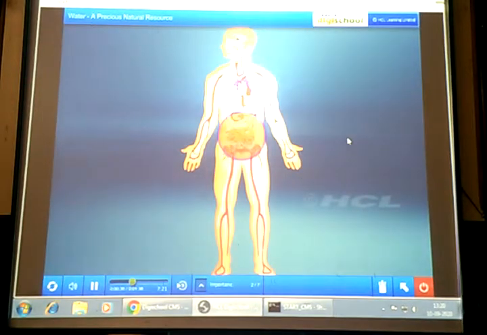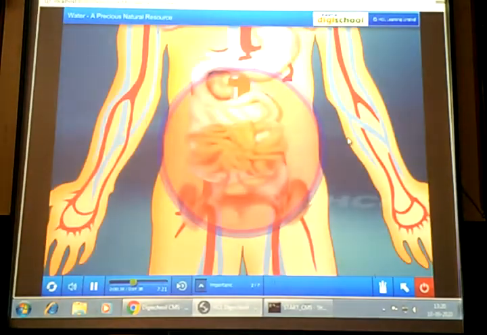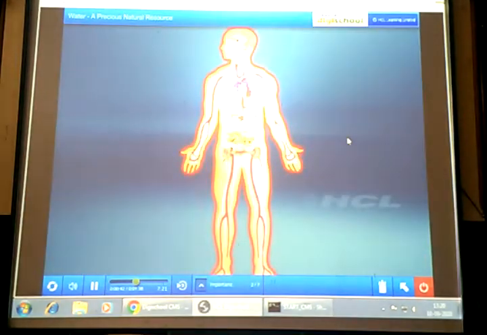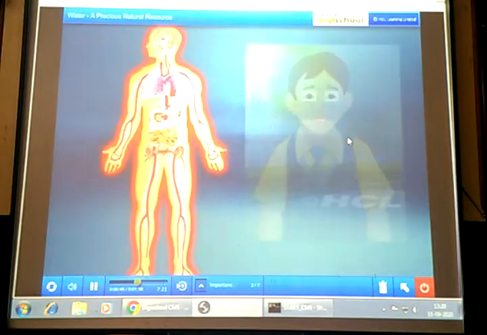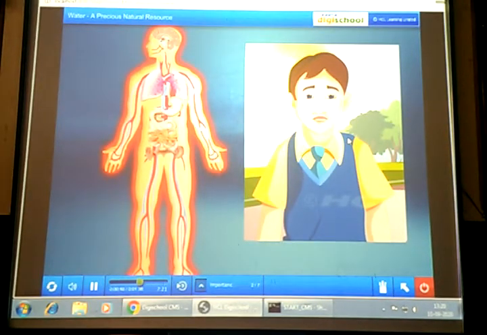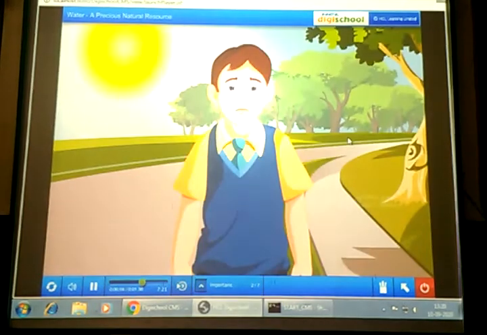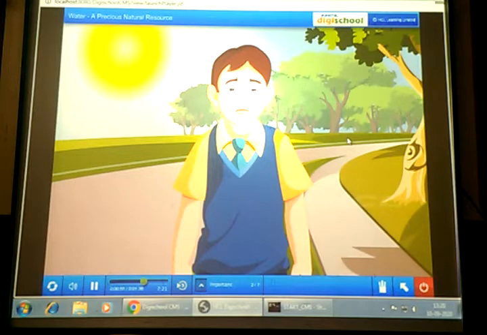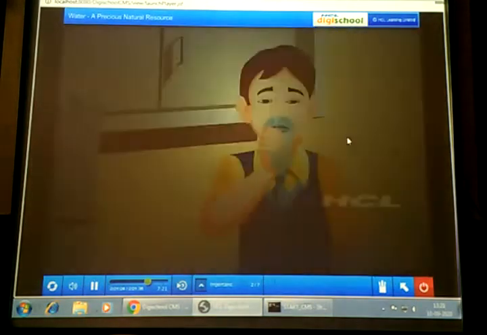Water helps us to digest our food and transport waste. It also helps to regulate our body temperature. When our body becomes excessively hot, it begins to sweat. As a result, a lot of water is lost. The body cannot function properly, making us feel tired and weak.